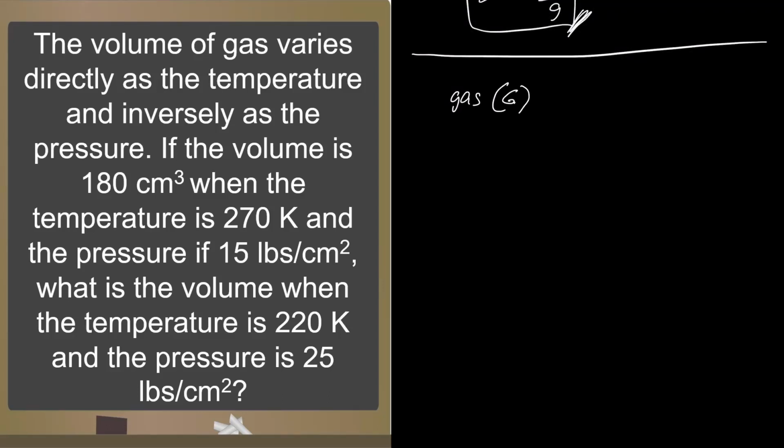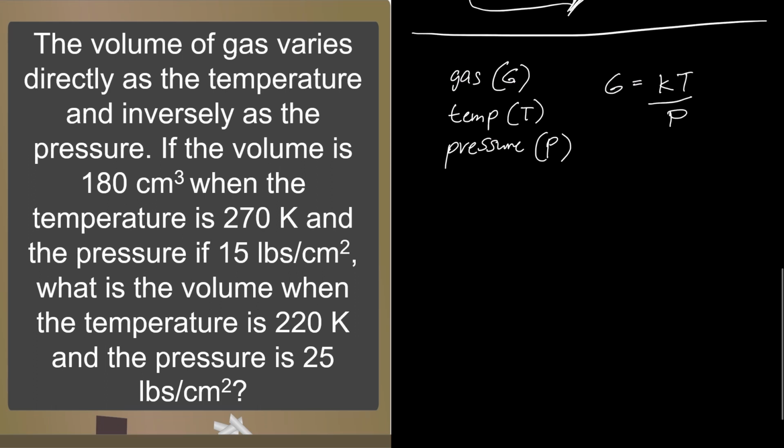So we have gas. Let's call gas G. We also have temperature, which we'll call T. We also have pressure. Let's call pressure P. And our equation tells us that the volume of gas, or G, varies directly as the temperature, so we have the constant K and then temperature, and inversely as the pressure, so divided by P.